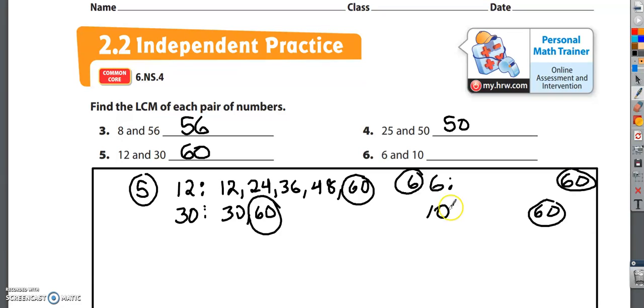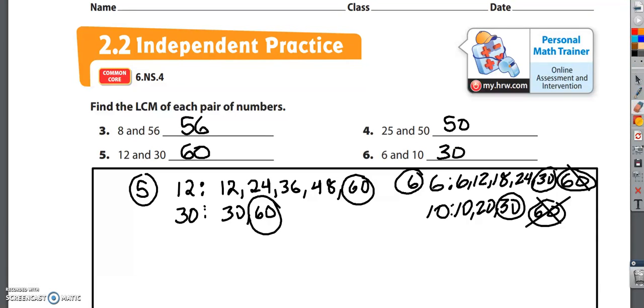If you did your 10s only, you'd get 10, 20, 30, and I want you to notice how 30 is going to appear in the 6s too. 6 times 1 is 6, times 2 is 12, times 3 is 18, times 4 is 24, times 5 is 30. So 60 seemed like the right answer, but it's not. 30 is a lesser number than 60 that is both a multiple of 6 and 10.